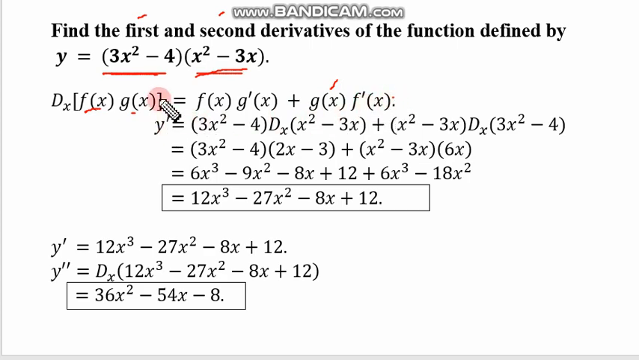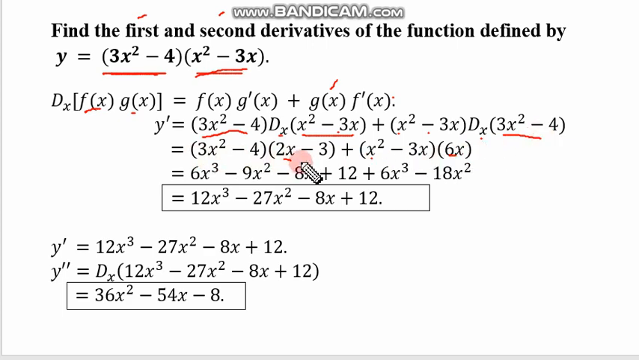Okay, so the derivative of 3x squared minus 4 times the quantity x squared minus 3x, that's 3x squared minus 4, the first function, times the derivative, or dx, of x squared minus 3x, the second function, plus x squared minus 3x, the second function, times the derivative of the first function, 3x squared minus 4. So that's 3x squared minus 4 times the derivative of x squared minus 3x, that's 2x minus 3, plus x squared minus 3x times the derivative of 3x squared minus 4, that's 6x, minus derivative of 4 is 0.